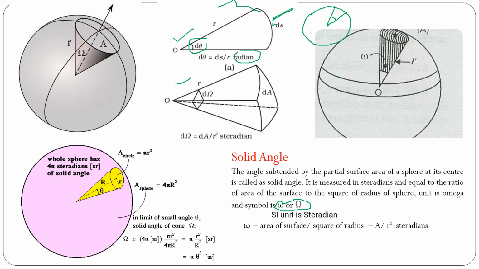But in the solid angle, we consider a sphere. For example, the shape looks like a cone, like an ice cream cone, or the tip of a pen. So the sphere at its center is called the solid angle. It is measured in steradian, and it is equal to the ratio of the area of the surface.